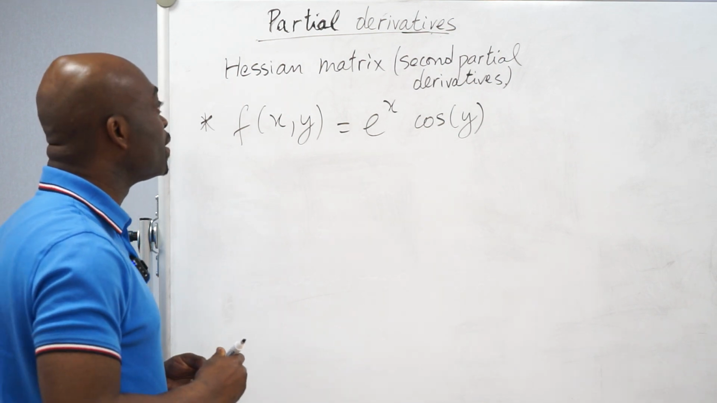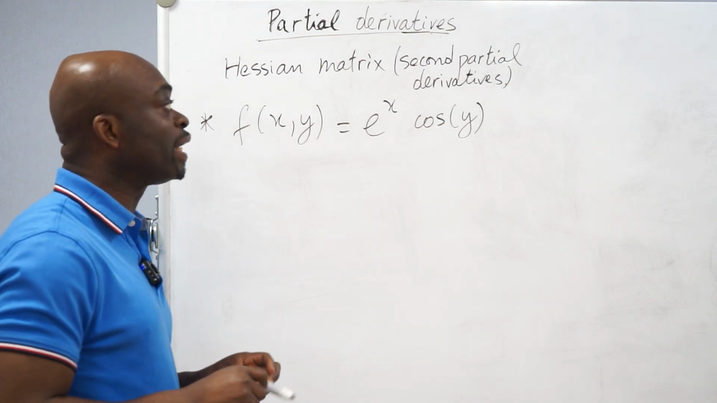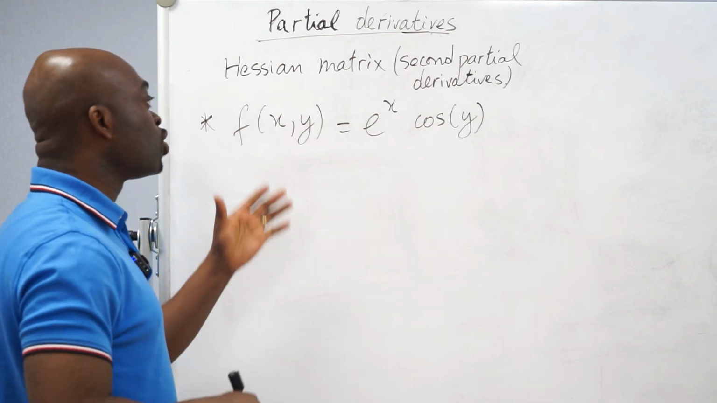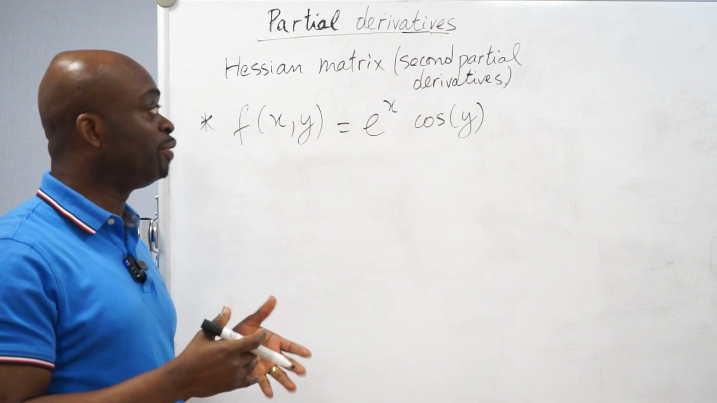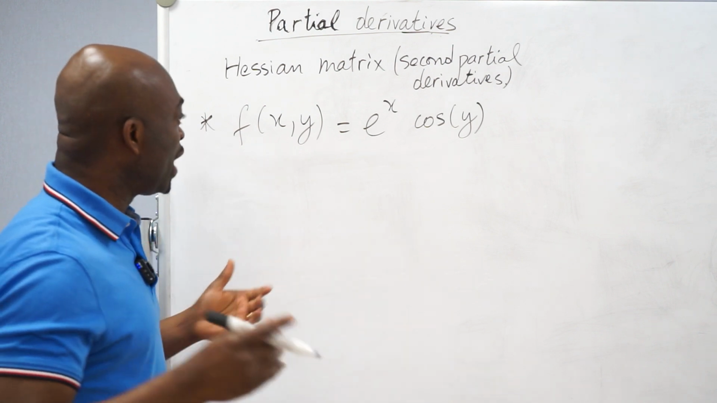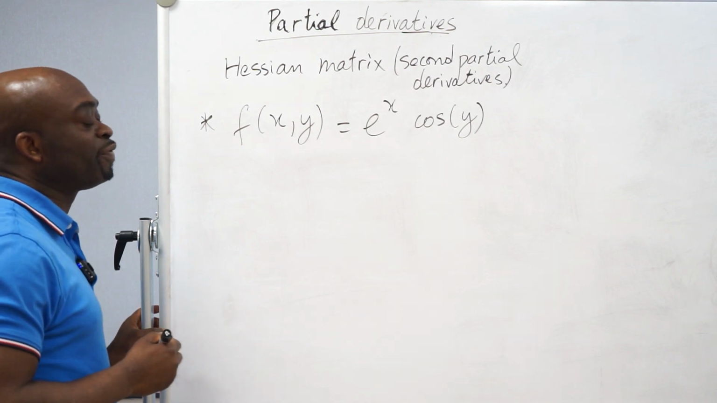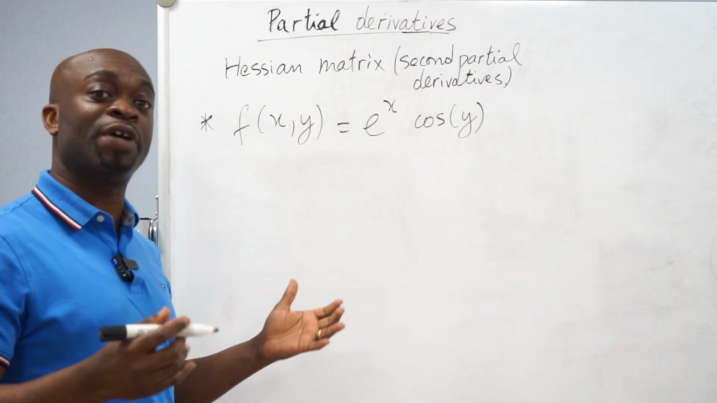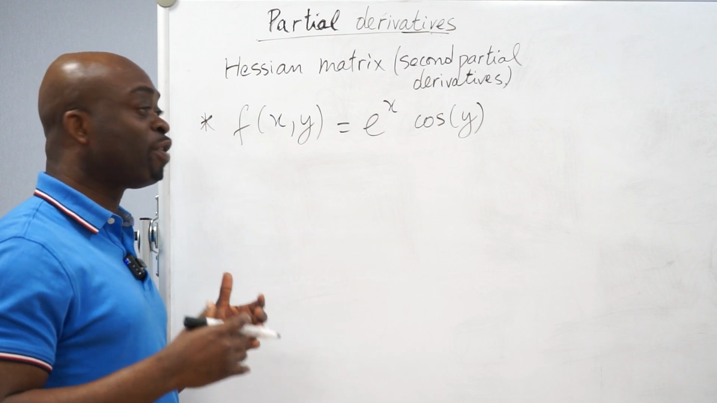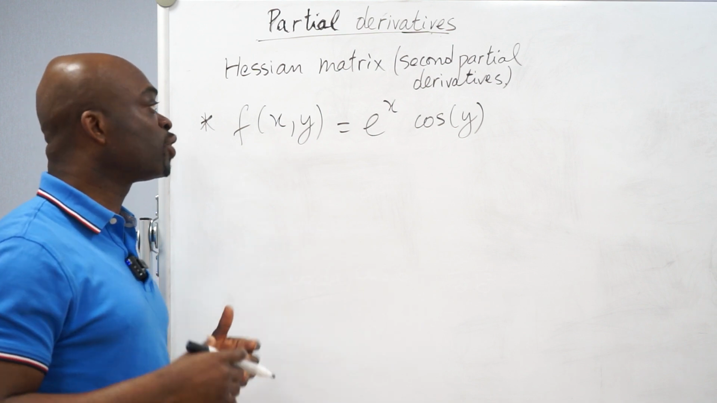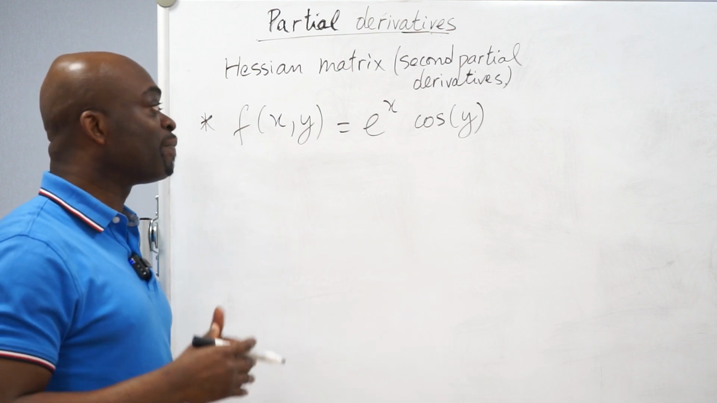Hessian matrix. So Hessian matrix, second partial derivative again. So when we're looking for the second partial derivative, we have to go for the first partial derivative, okay? So we have to find the first partial derivative with respect to all the variables that we have in the problem. So this question here is f of x, y equals exponential x times cosine y.